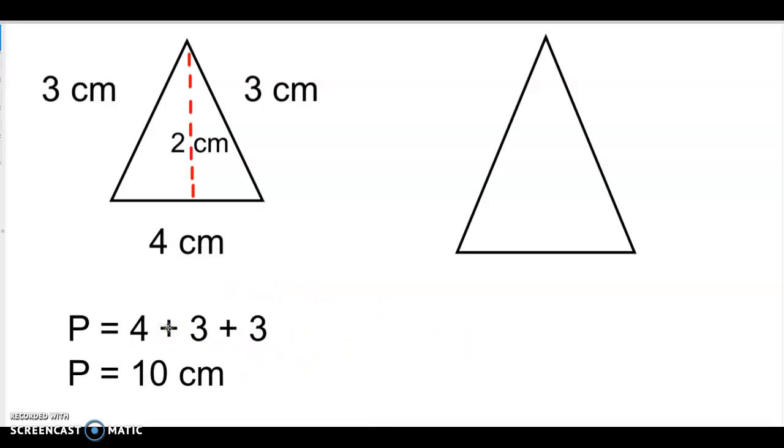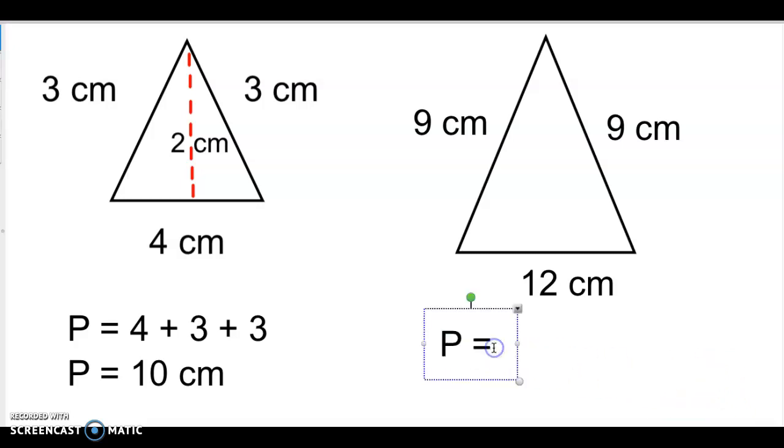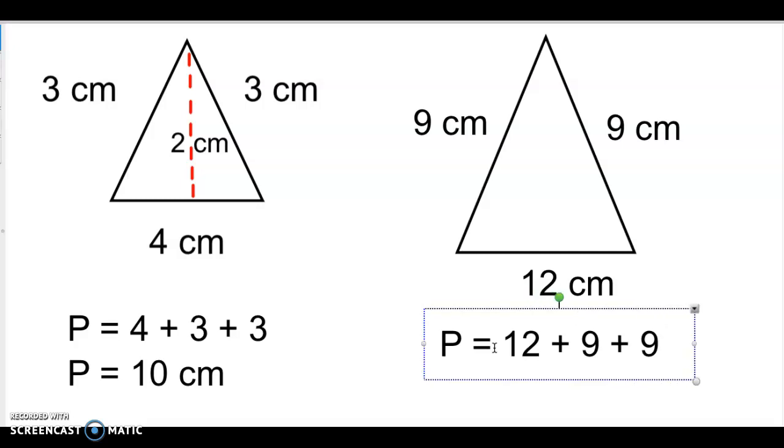So let's say I triple the dimensions. The bottom is going to become 12 centimeters, and the sides are tripled. Tripling means timesing by 3, so the sides are each going to be 9 and 9 again. Now if I want to find the perimeter, I'm going to add up 12 plus 9 plus 9. 12 plus 9 is 21, plus 9 is 30.